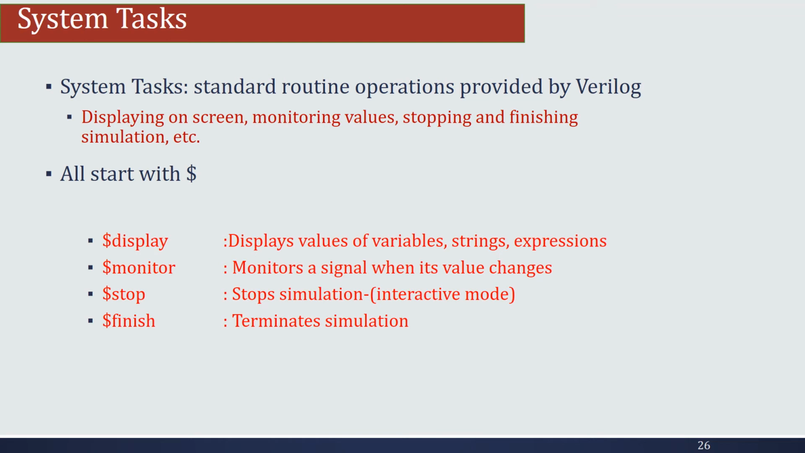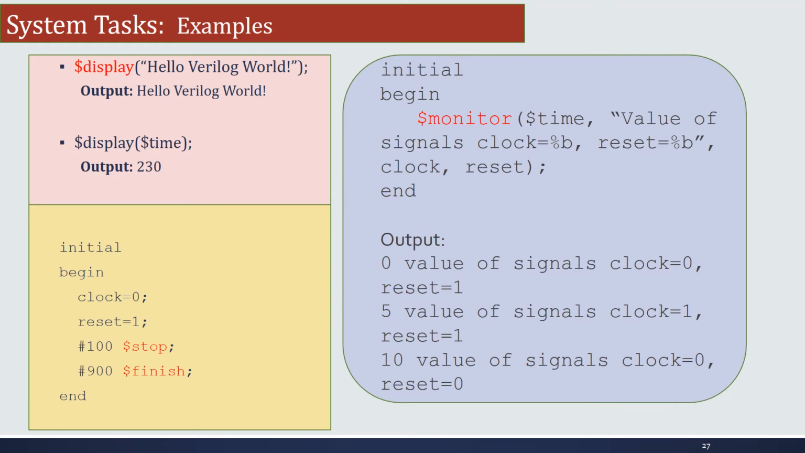Stop works with some interactive mode. So whenever you use a system task, the dollar sign has to be used initially. For example, if you want to say $display hello world, hello Verilog world, the text will be displayed in the console when you simulate the program. Same way, if you want to display a particular value, for example $display with $time, the output shows the time instance of simulation, that is 230 here. Same way, you can stop or finish the program at different time instances.